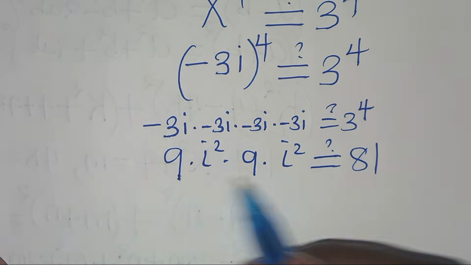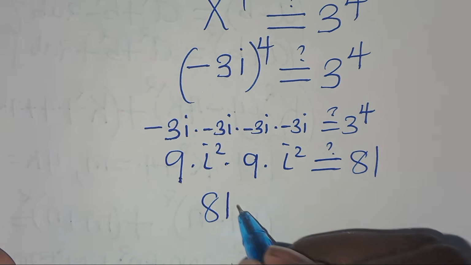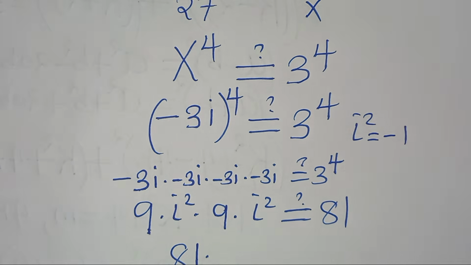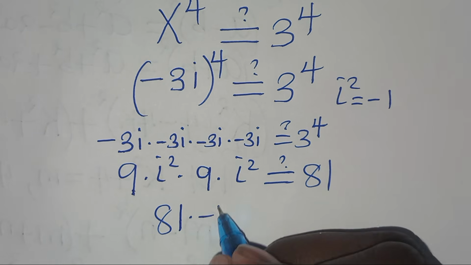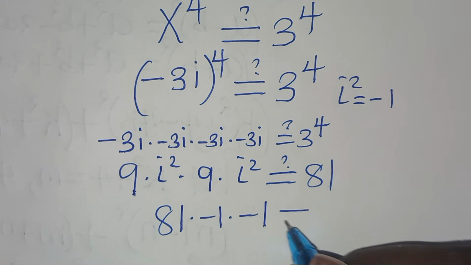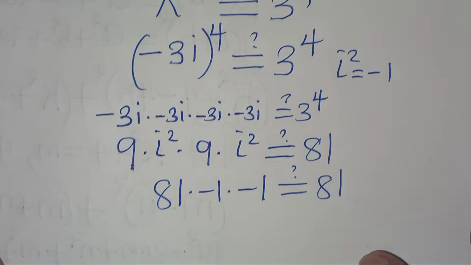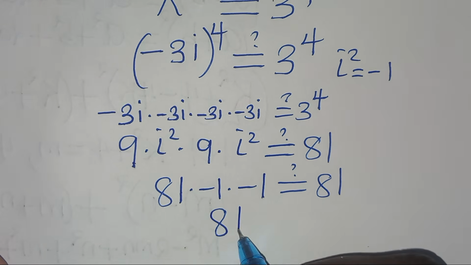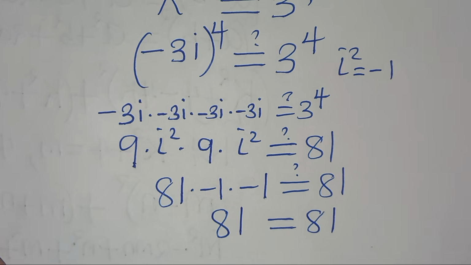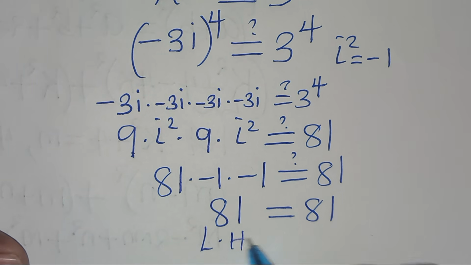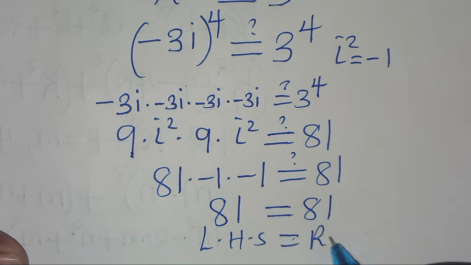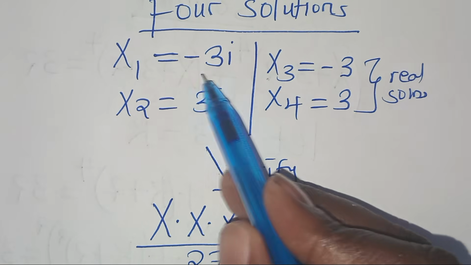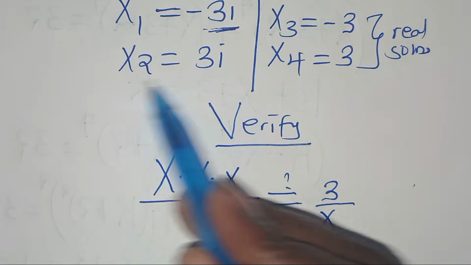So this is to mean that 9 times 9, this is 81, multiplied by I squared. Remember, I squared is equal to negative 1. So we have negative 1 times negative 1. This should be equal to 81. Negative 1 times negative 1, this is 1 times 81. And we have 81 is equal to 81. So the left hand side is equal to the right hand side, and this proves that x1 satisfies the equation. Let's check x2 from here.